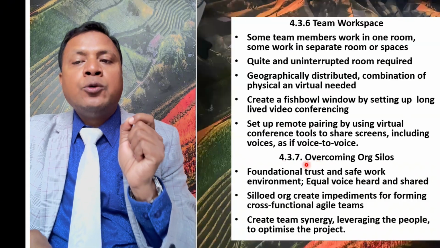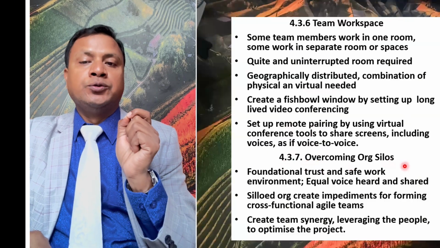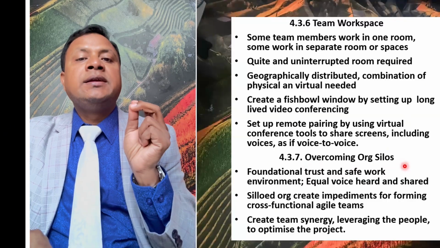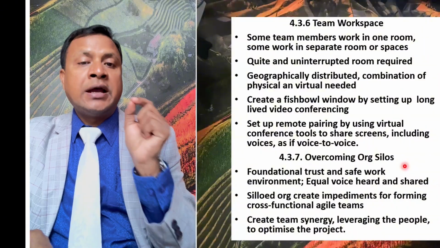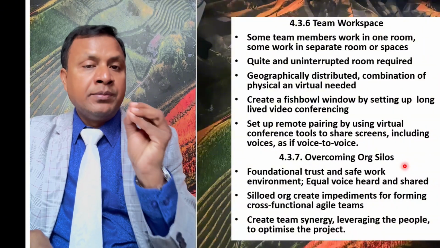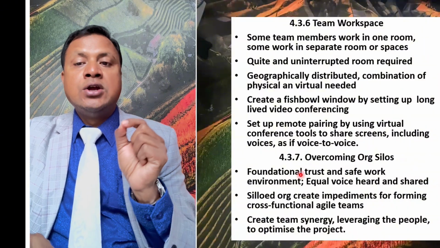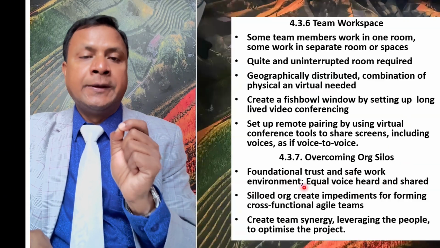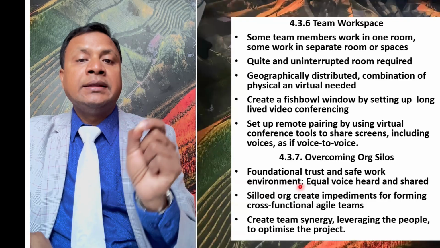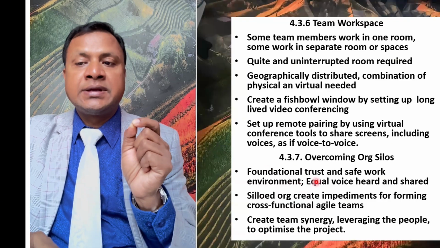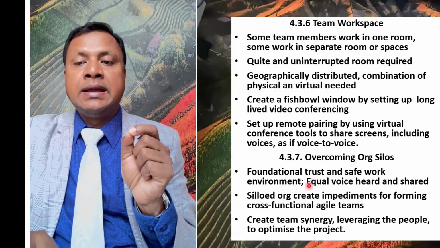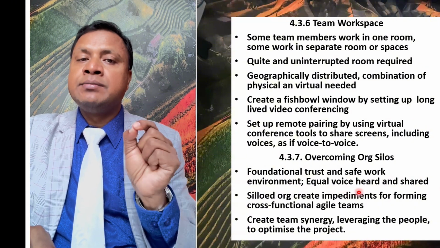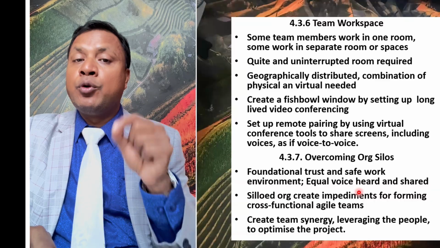And now, how can we overcome organizational silos? Actually, if people work in silos, if organizational silos are there, they impede the process. So foundational trust and a safe work environment should be there. In an Agile team, there should be foundational trust and a safe work environment, and an equal voice. Each team member should be heard. Their voice should be addressed.